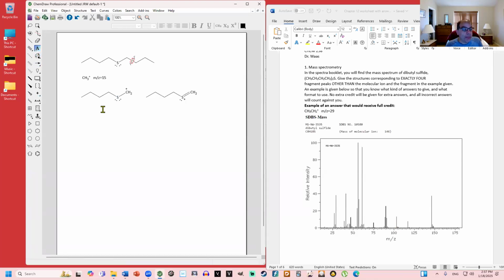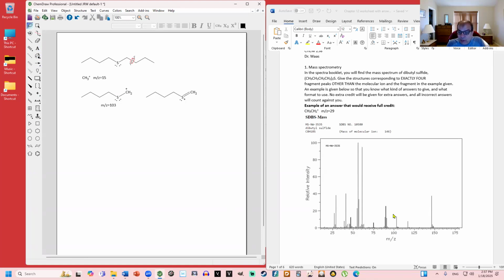So we would show that structure, and we would say either of those two structures, and say M over Z equals 103. And that would be another acceptable answer. And so let's see if we can find any other peaks.